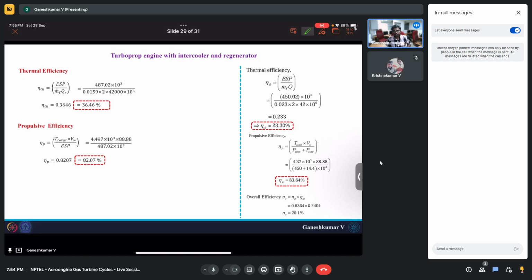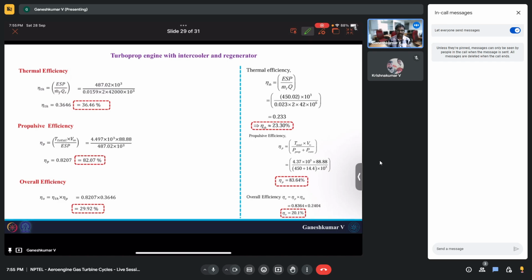Now, however, because we have a rise in thermal efficiency, that is going to outweigh the overall efficiency, which we can see for ourselves. It was around 29.92%, whereas in lectures we got 20.1%. So you might wonder how an intercooler and regenerator can give such a high increase in efficiency.